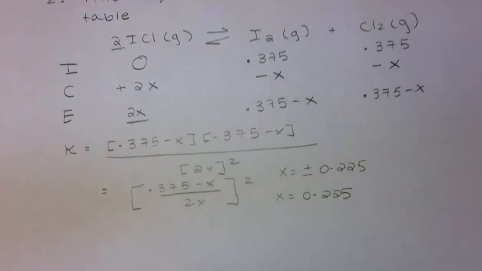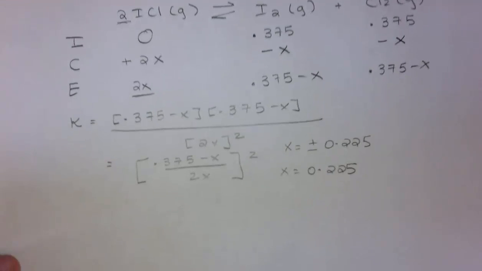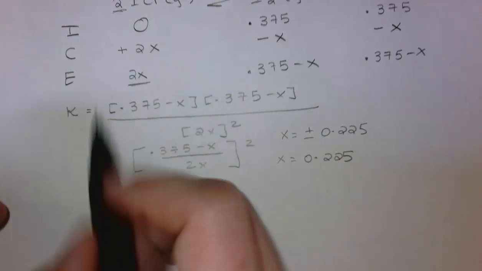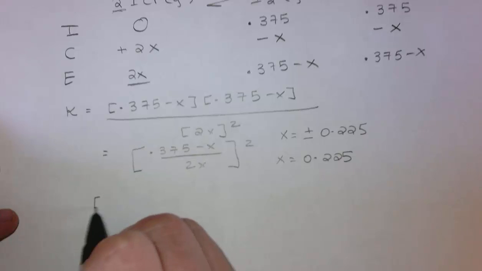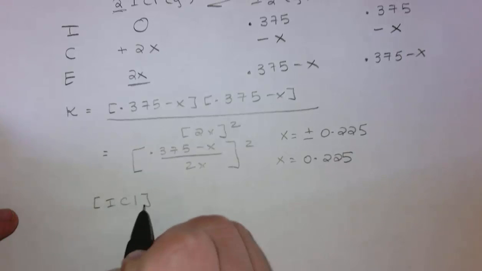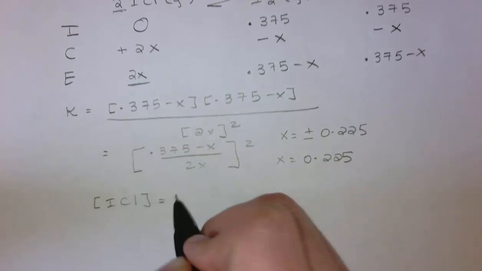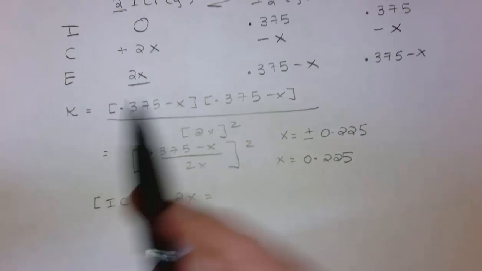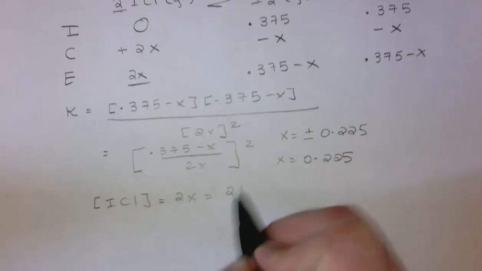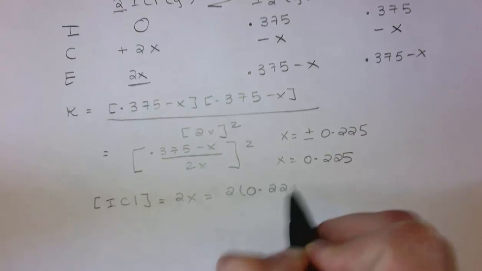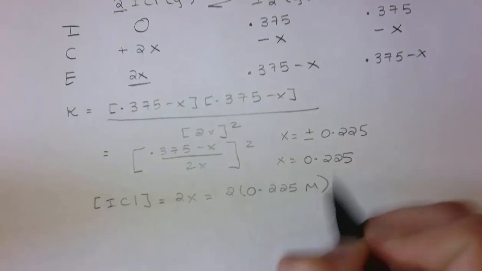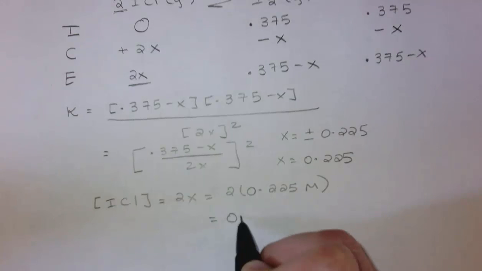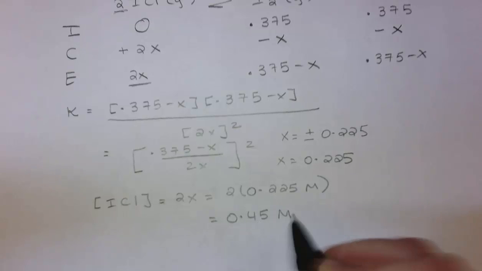So now that we have our x value, we can find our equilibrium concentration of iodine monochloride. And that is just going to be 2x from our ICE table, which is 2 times 0.225 molar, which was our x value that we got. And that equals 0.45 molar.